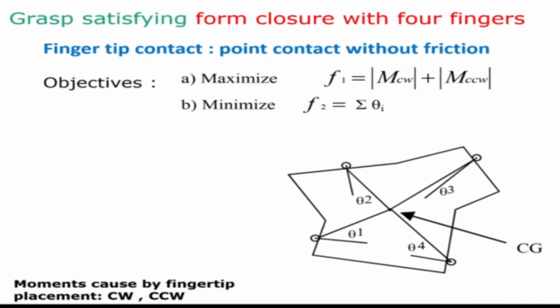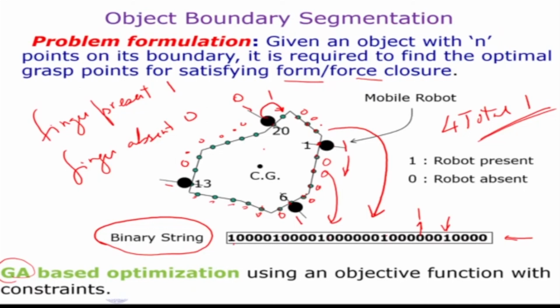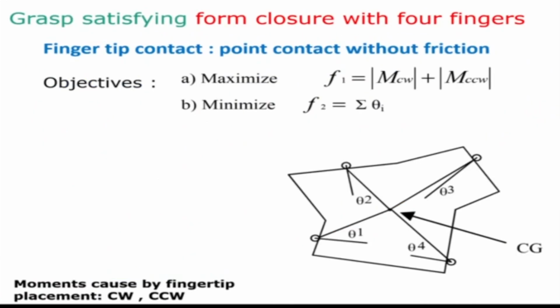Now, how do you satisfy form closure? We are saying that we are keeping the fingertips at different locations, but we have to satisfy form closure. So what is the optimal way of satisfying form closure with 4 fingers? One way is that the fingertip contact is without friction. So it's point contact without friction, and you can apply only one force. So one way would be to maximize the clockwise and anti-clockwise moments. Let's look at this case. Suppose I have a rectangle and I have 4 point contacts.